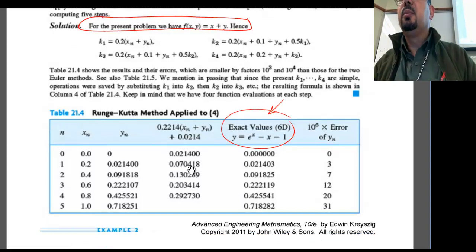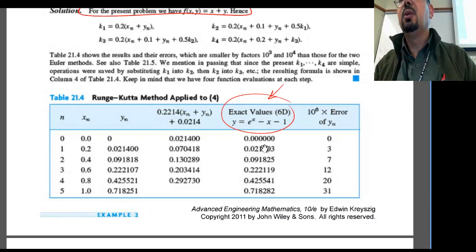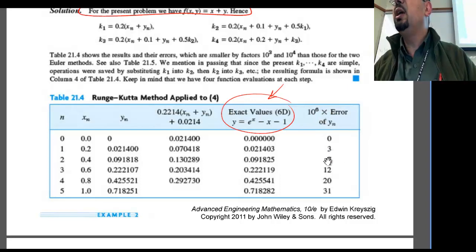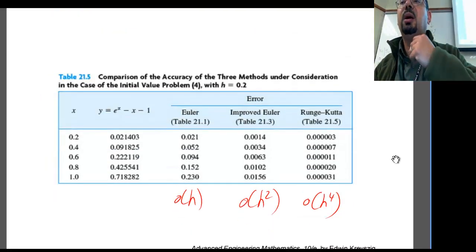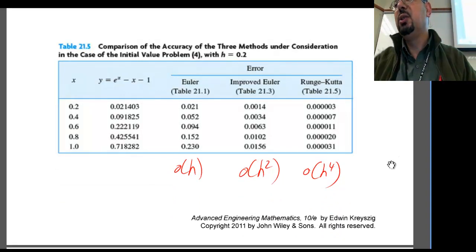Okay. And look at this. He actually has the exact solution. And this is the error times 10 to the power 6, meaning that the error actually is this divided by 10 to the power 6. That's how accurate the Runge-Kutta method is. All right. So it's really accurate, that it allows you to step very, very quickly through the solution.